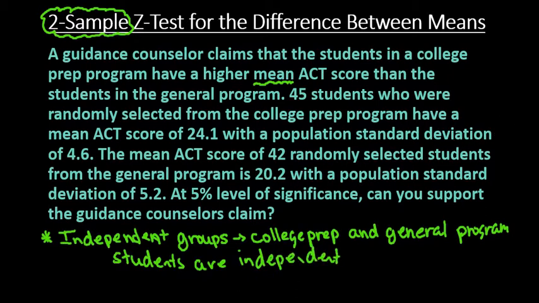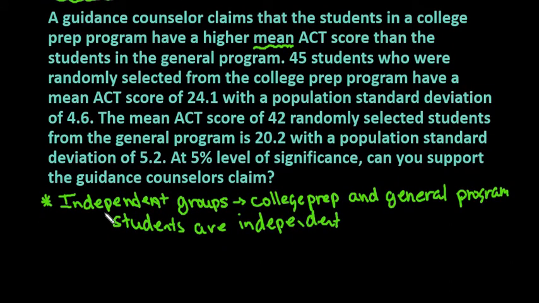All right. The next one that we have is that you want to have both samples are random. So it does say that they were randomly selected, okay, for both of the groups.